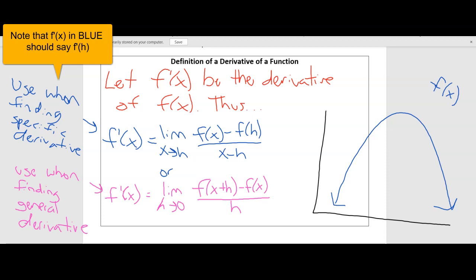There's a couple of things I want to talk about before we jump right into the problems. One, let's review the two definitions of the derivative. Both of these in the blue and pink are able to be used. Just sometimes one is easier than the other. And this is what I want to kind of get into. So the pink is going to be used when we want to find the general derivative.